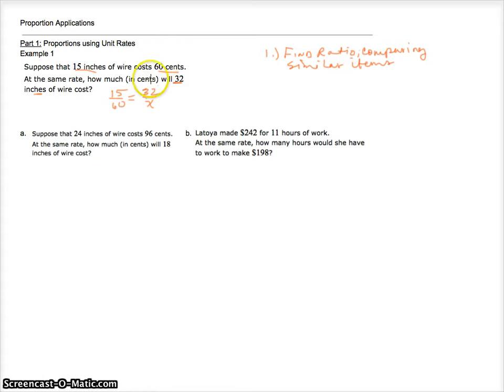Since we're talking about cents and not really dollars, we can leave it here. And to solve this now, I'm just going to cross multiply and divide. So I'll have 15x equals 32 times 60. And that is 1,920. The next thing I do is divide by 15 on both sides. And that's going to give me x equals 128 cents.